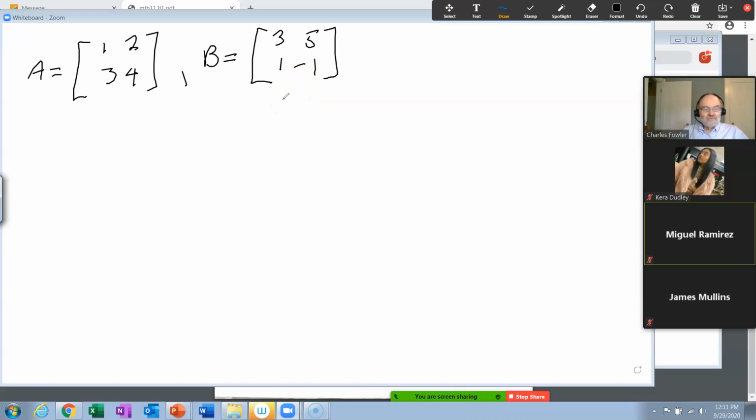Now it's going to ask us to do some things. The first thing it wants us to do is find AB, and then transpose it. So let's first do AB. That's the product matrix of A and B. Since these are both square matrices, 2 by 2, the answer is going to be a 2 by 2.